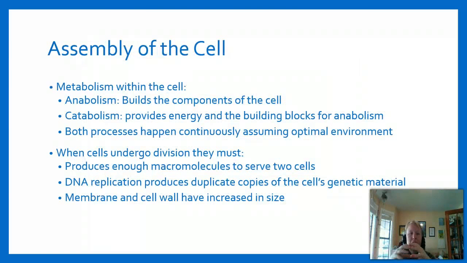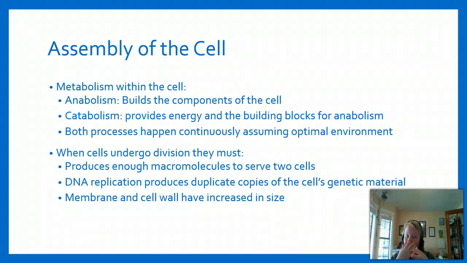So lastly, with this amphibolism, let's review a few key terms. Anabolism builds the components of the cell, while catabolism provides energy and building blocks from breaking down molecules that can be used later in anabolic processes. And both processes happen continuously, assuming that the cell is in an optimal environment. If the cell doesn't have enough nutrients, it's obviously not going to be performing catabolism.